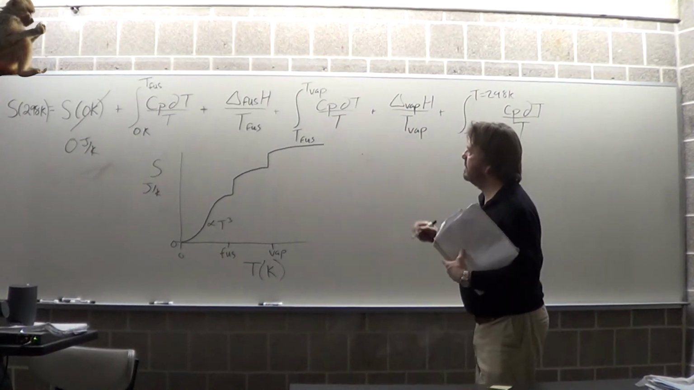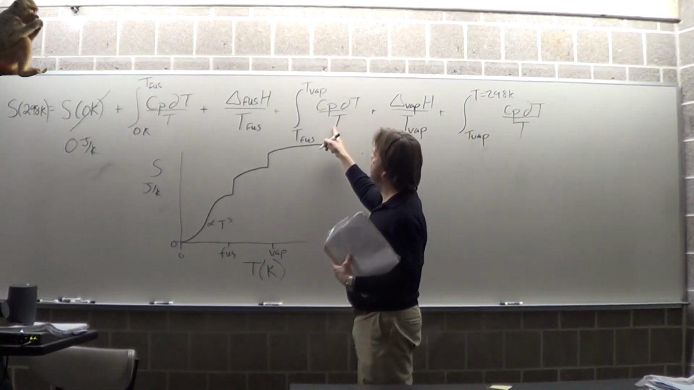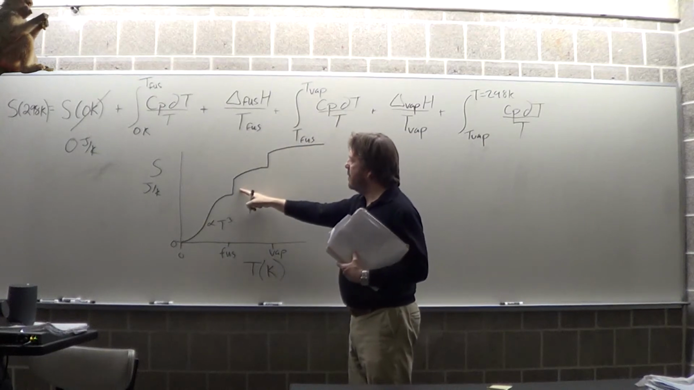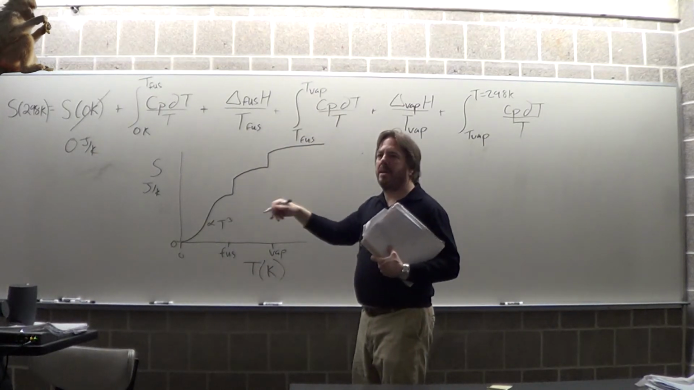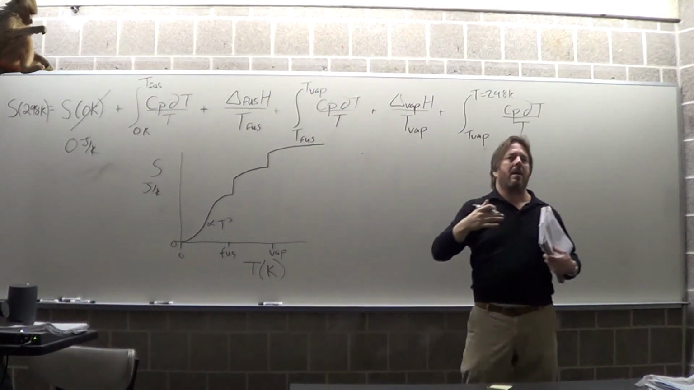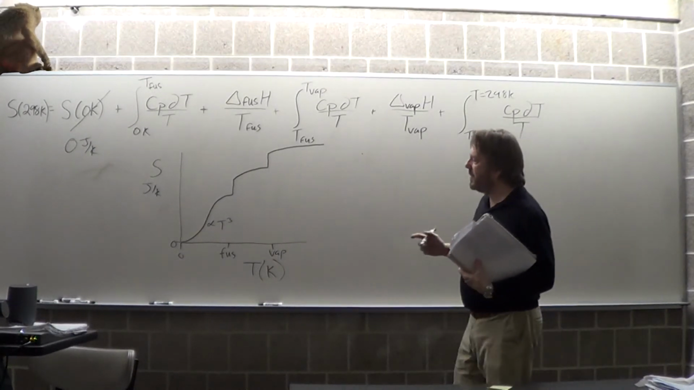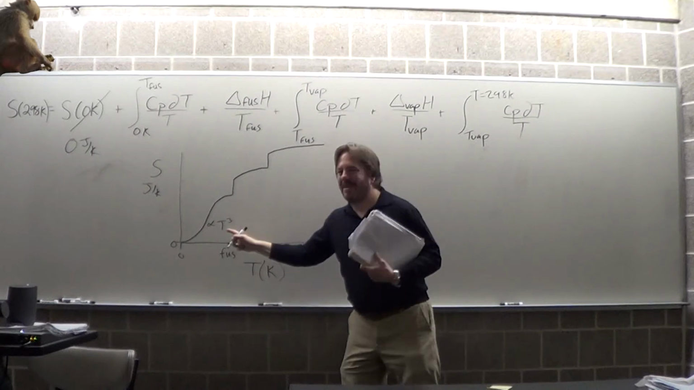Question? So that third term in the equation, that on the graph, that's represented by the vertical line, right? Yep. Yeah, just a sudden increase in entropy, but at the same temperature. Phase transitions are at constant temperature. Okay.